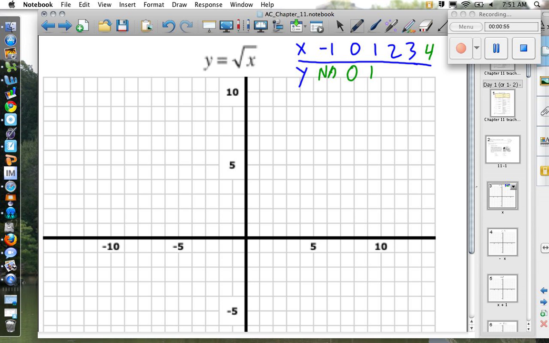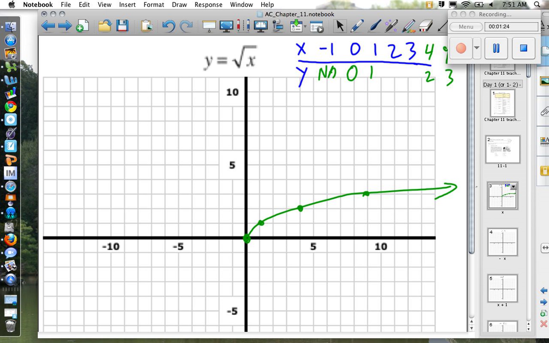The square root of 4 would be 2. The square root of the next one would be 9. And that would be 3. So, as we do that, 0, 0, we'll put that point right here in the middle. 1 is 1. 4 is 2. And 9 is 3. You can probably tell from there that that graph starts to look like so.